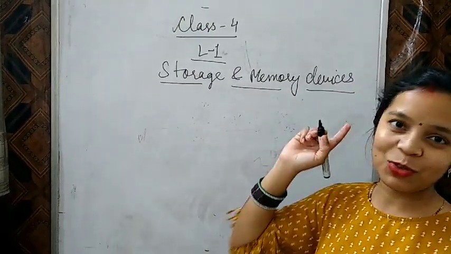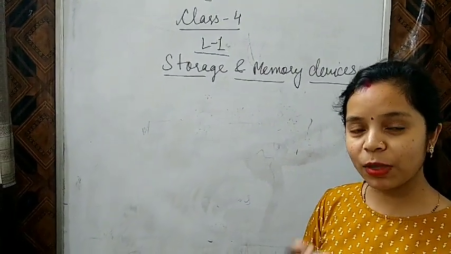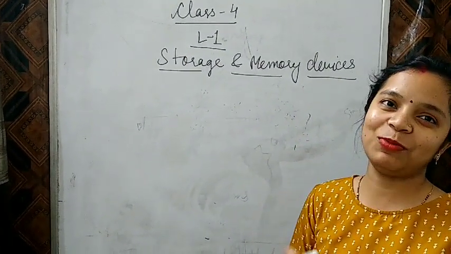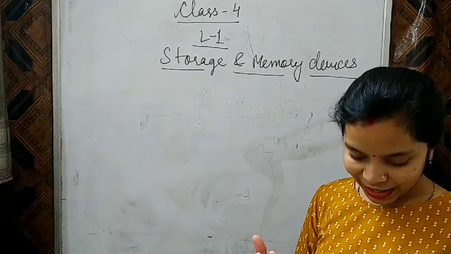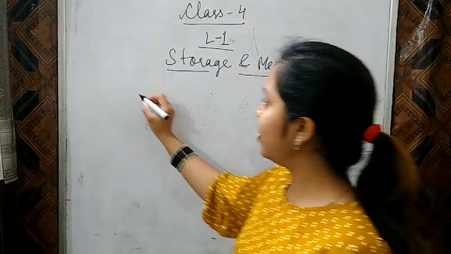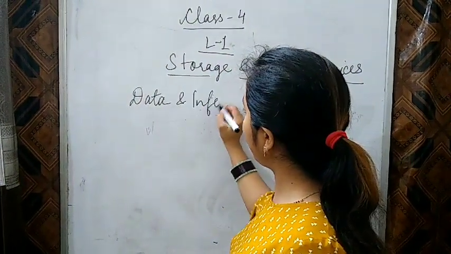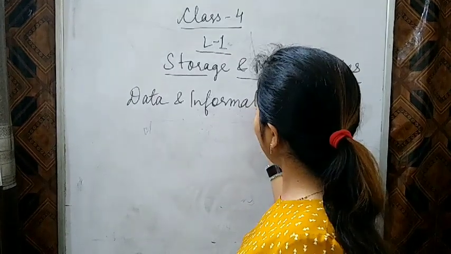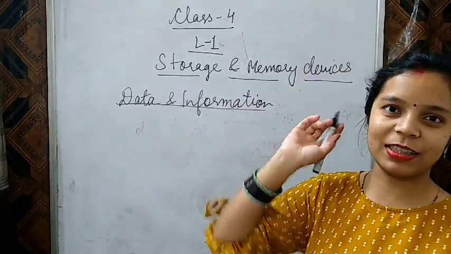See, first all have to open their books. You have to read from the book and then you have to watch this video. Otherwise you will not understand anything. Okay? So first topic that is given in your book is data and information. Now you are going to study about storage and memory devices.